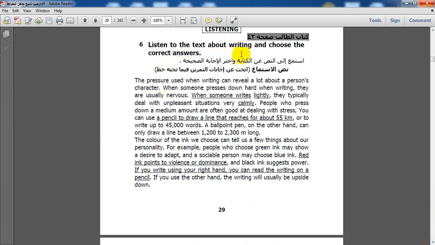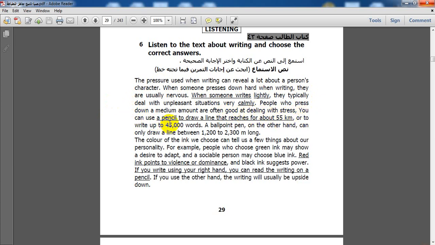Listen to the text about writing and choose the correct answer. The pressure used when writing can reveal a lot about a person's character. When someone presses down hard when writing, they are usually nervous. When someone writes lightly, they typically deal with unpleasant situations very calmly. People who press down a medium amount are often good at dealing with stress.